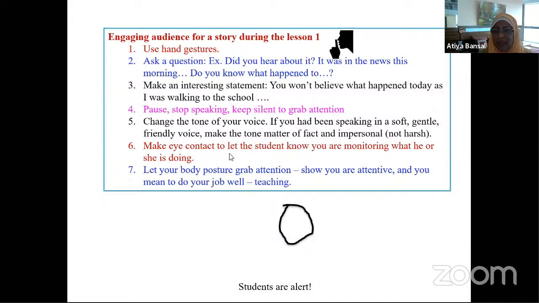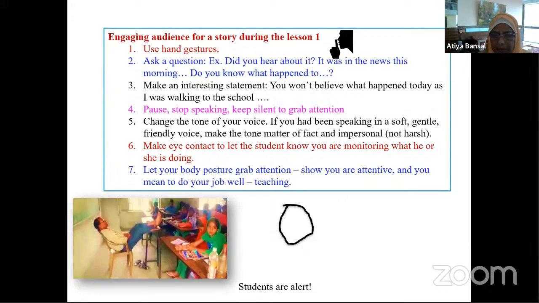Next idea is make eye contact to let the students know you are monitoring what he or she is doing. So you catch their attention and then tell the story. But don't start your story before catching the attention. Everybody's either using hand gestures, asking question, or making eye contact. Let your body posture grab attention. Show you are attentive as a teacher and you mean to do your job well, which is teaching. Because if teachers are not attentive, why will students be attentive?